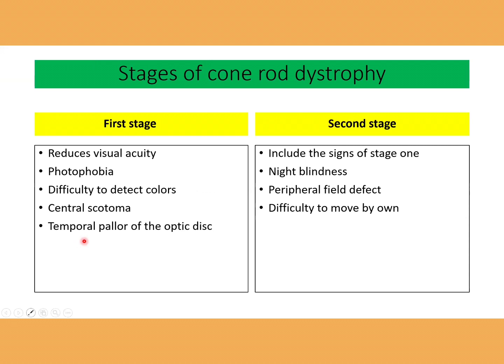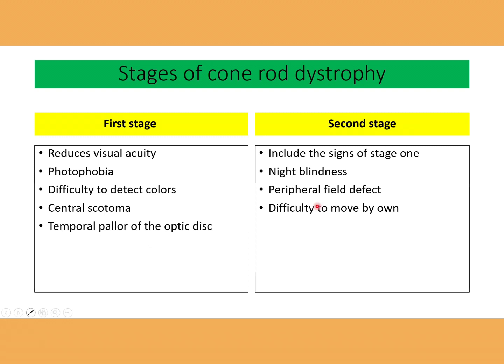So these are the stages of cone rod dystrophy. Where is the first stage and second stage? The first stage is the less severe stage, but the second stage is the most severe one. In the first stage, the patient will give you initial complaints like reduced vision, photophobia, glare issue, difficulty to detect colors, and central scotoma, and in the fundus you will see temporal pallor of the optic disc. But the patient will be able to walk around here and there, okay, because the peripheral retina is spared.